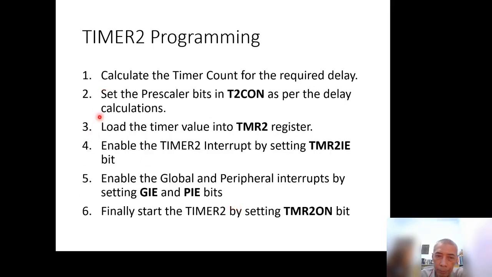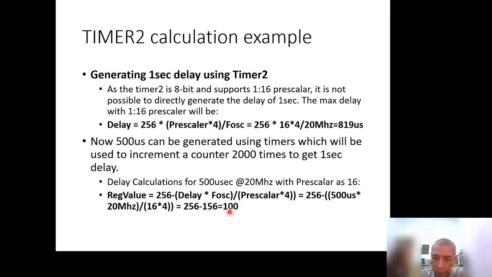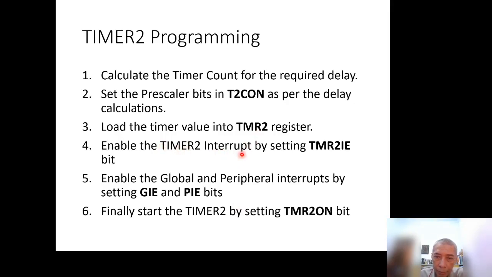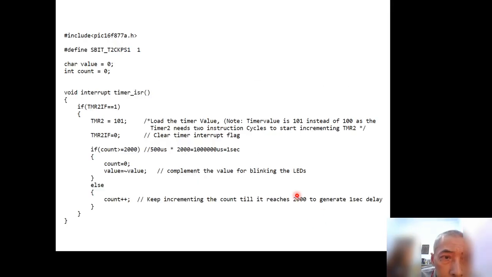So these are the steps of Timer2 programming. First, you calculate the timer count from the required delay. The second step is to set the prescaler bits in T2CON as in the delay calculation. Then load the timer value into TMR2; for example, you should store 100 here. Enable the timer interrupt and also enable global and peripheral interrupts. Then you can start the timer by setting TMR2ON.